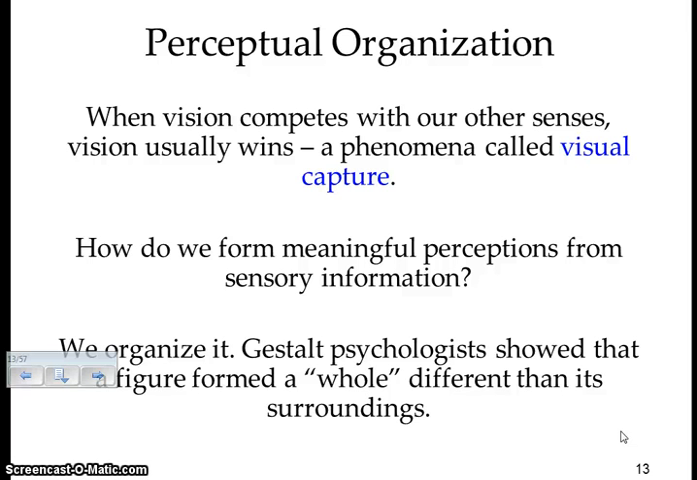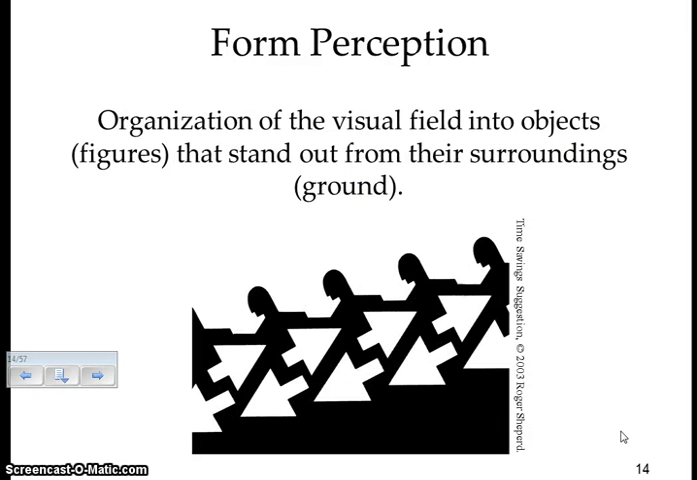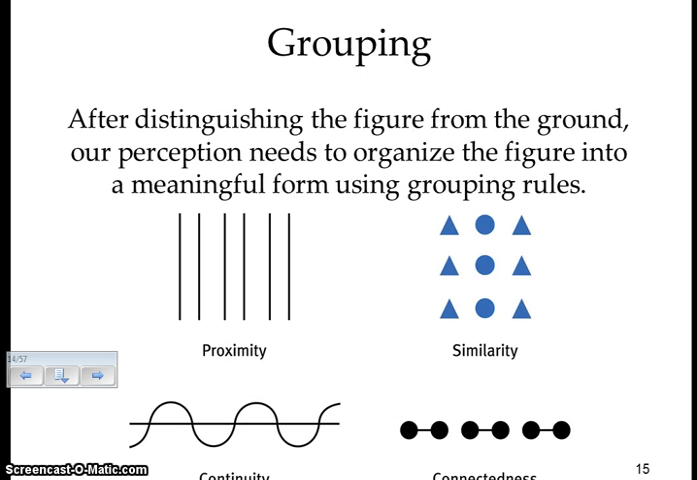So how do we form meaningful perceptions from sensory information? We're going to look at Gestalt. Gestalt psychologists look at the whole, and they show that a figure is formed as a whole different than its surroundings, like figure-ground images. So here we go, figure-ground. Organization of the visual field into objects, figures that stand out from the background. So it could be people running down steps, it could be arrows. So this would be a figure-ground image.